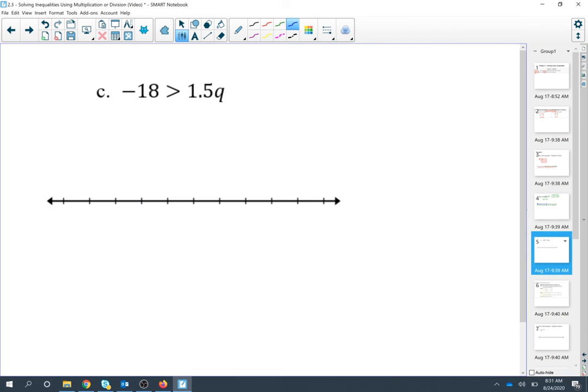Letter C, -18 is greater than 1.5 Q. In order to get my Q by itself, I'm going to divide by 1.5. -18 divided by 1.5 is -12, which is greater than Q. Now again, I really don't like when my variable is over here on the right, so I'm going to put it on the left. I'm going to switch my sign to a less than, -12.